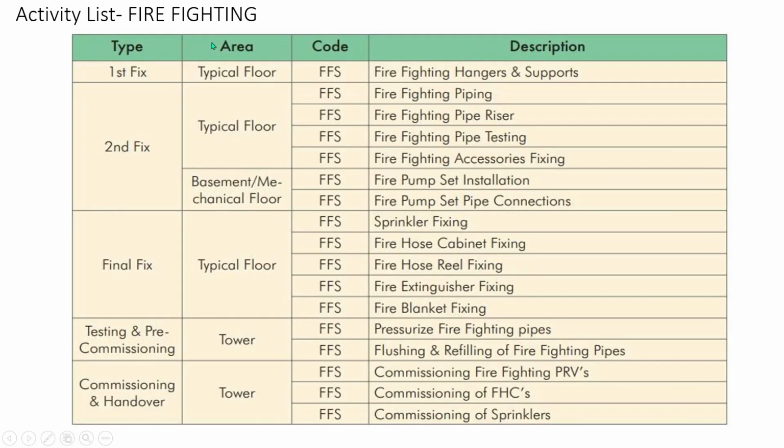In the firefighting activity list, in the first phase, we will install hangers and supports. In the second phase, we will install the pipes, riser pipes. Then we will do the pipe testing. Then we will do the firefighting accessories fixing. Then we will install the fire pump, then the fire pump related piping. In the final phase, we will install sprinklers, then fire hose cabinet, fire hose reel, then fire extinguishers and fire blanket.